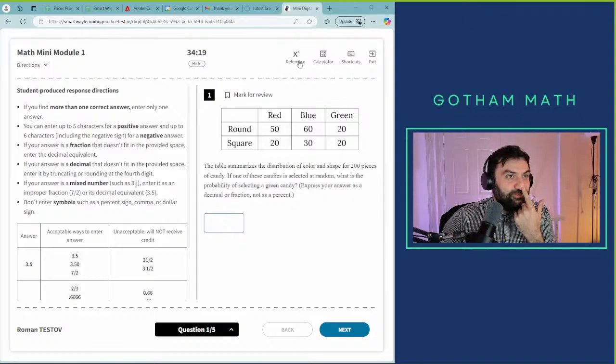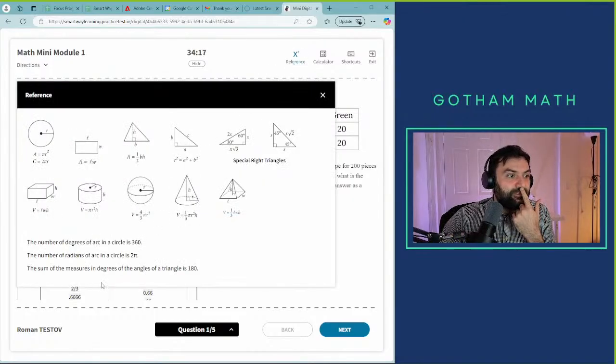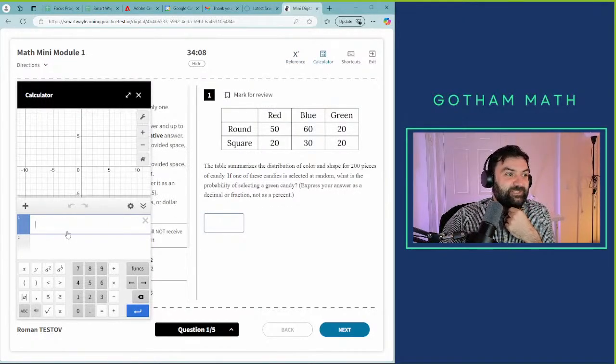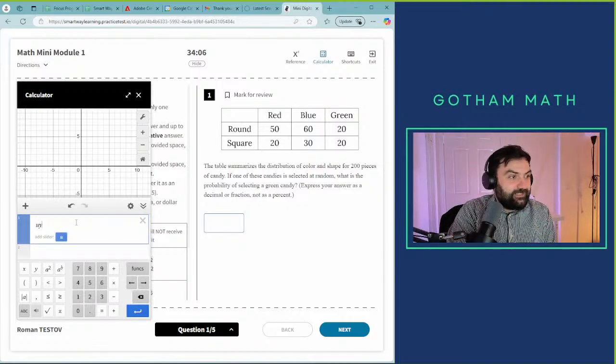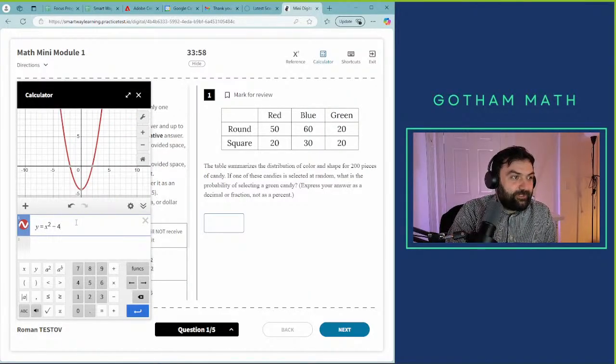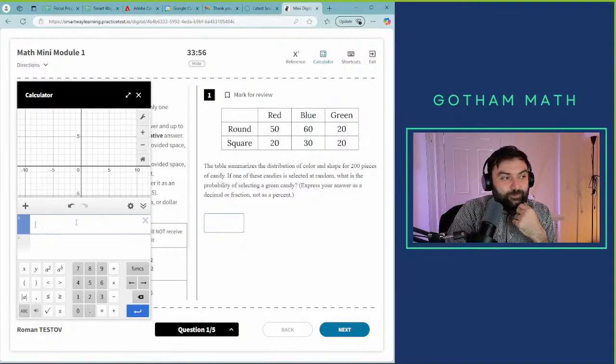So what else is there? Reference sheet right away, right over here. You don't have to go anywhere. Calculator: look at that, guys. Desmos built in. Let's see, y equals x squared. Everything works. It's just a regular Desmos. Well, it is Desmos, because they told me that they partnered with Desmos.